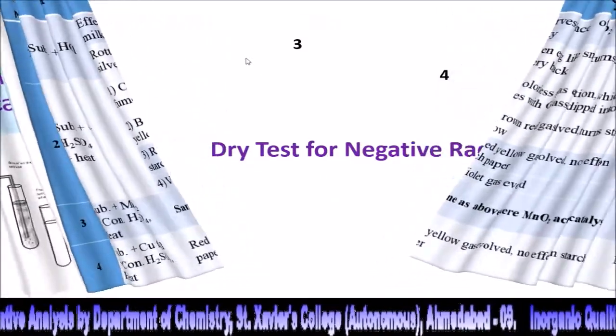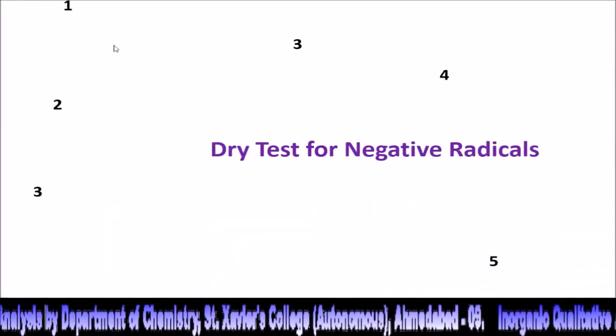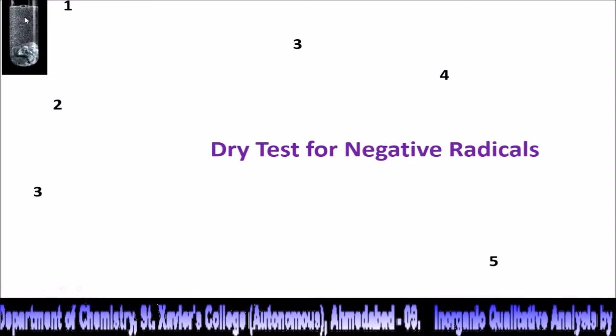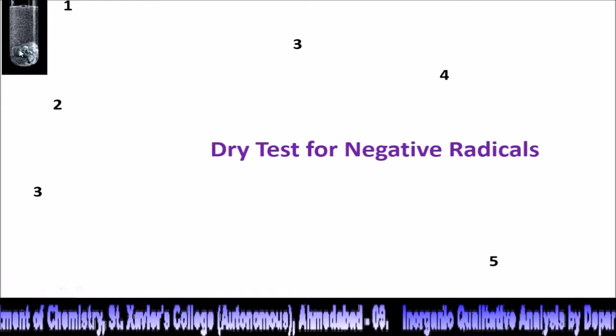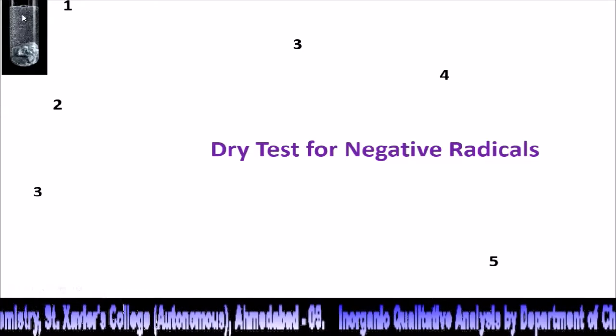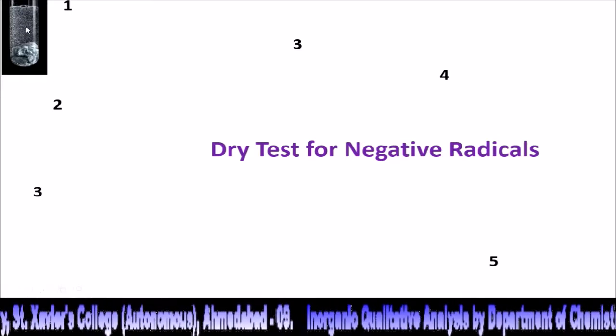So here are the observations for the dry test of negative radical. The first one is effervescence. You can see this kind of bubbles coming out of it when you have a compound and you add dilute HCl in it. You get this effervescence, this kind of small bubbles in your test tube.